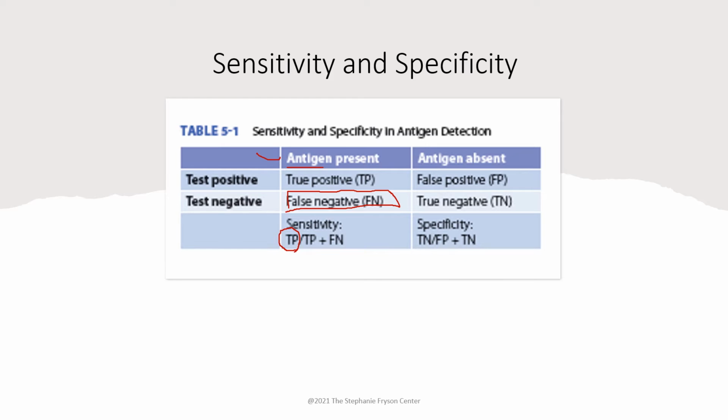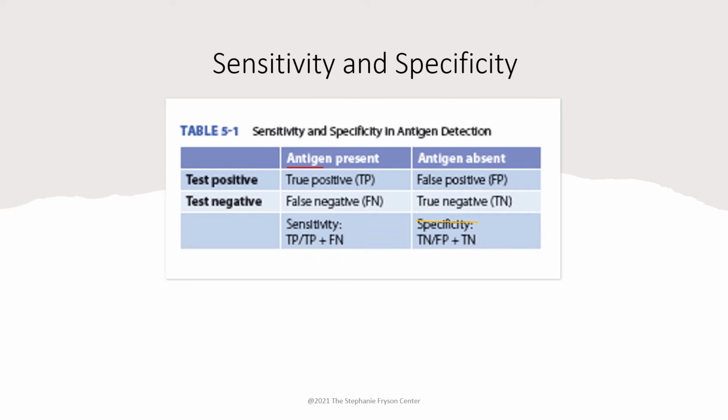So this will let you know if this particular system that you're going to put in place is able to detect tiny amounts of the antigen being present. On the reverse is specificity.